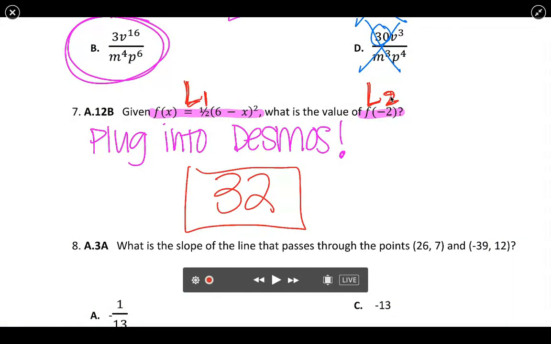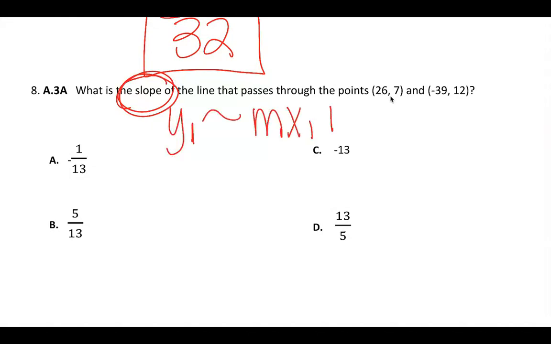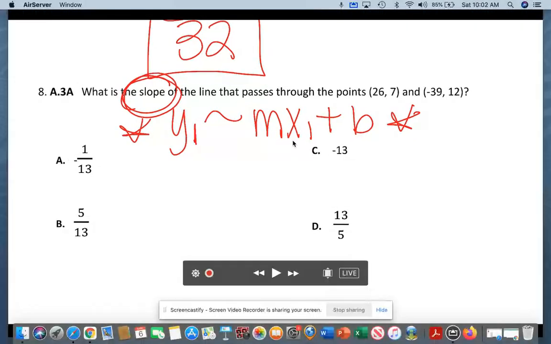Or L1, L2. What is the slope of the line that passes through these 2 points? This is where we plug into Desmos. y1 squiggly mx1 plus b. Have this memorized. This is so important. You will not get it on your test. You need to have it memorized. That's what you plug into Desmos.